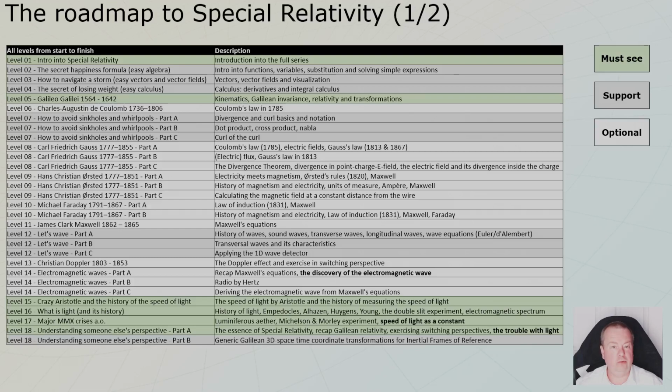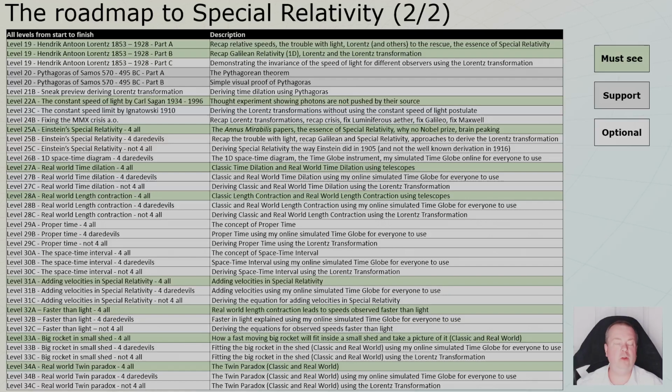There's more, of course. I always end my videos with the full story. 18 levels, and then from level 19 all the way up to 34. Just one level to go.